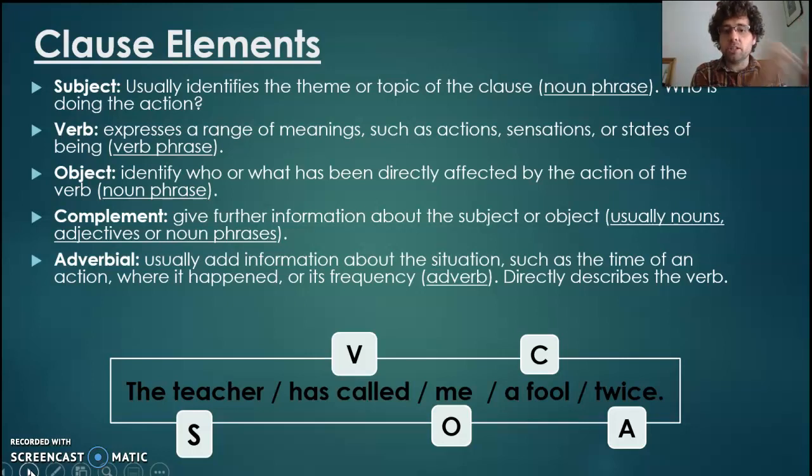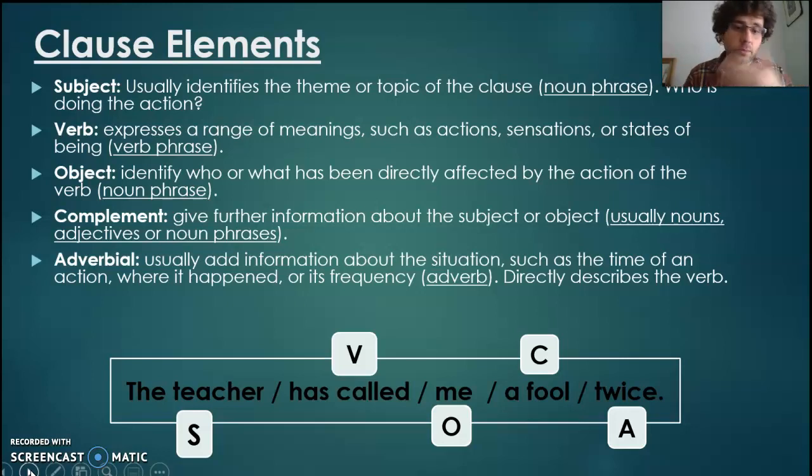Who's the person or thing doing the action? So in that example, the teacher has called me a fool twice. The teacher is a noun phrase. It's two words about the teacher himself, which is a noun, or herself, but that's the subject. They're the one doing the action. Then you get a verb, or verb phrase.